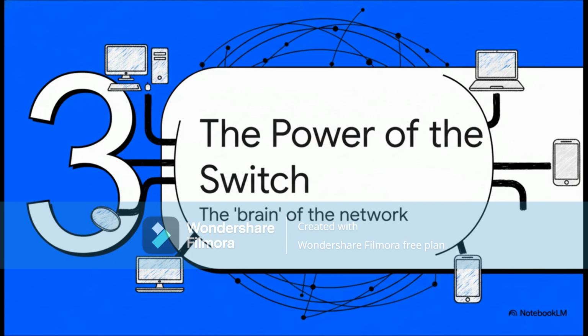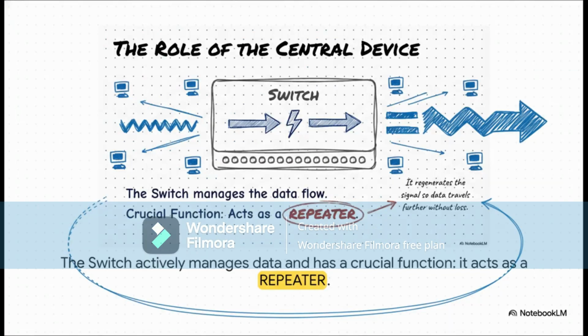Right, now let's zoom in a bit on that central device, because it's not just a dumb plug, it's way more than that. Let's talk about the switch, which is basically the brain of the whole operation. See, a switch doesn't just sit there. It's smart. It actively manages all the data zipping around, making sure information goes only to the computer that actually asked for it. But it also has another super important job. And this is a key word you absolutely need to remember. It acts as a repeater.